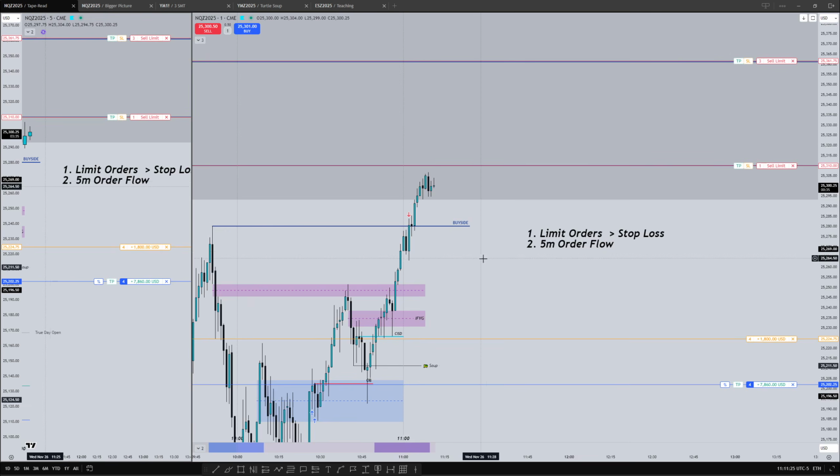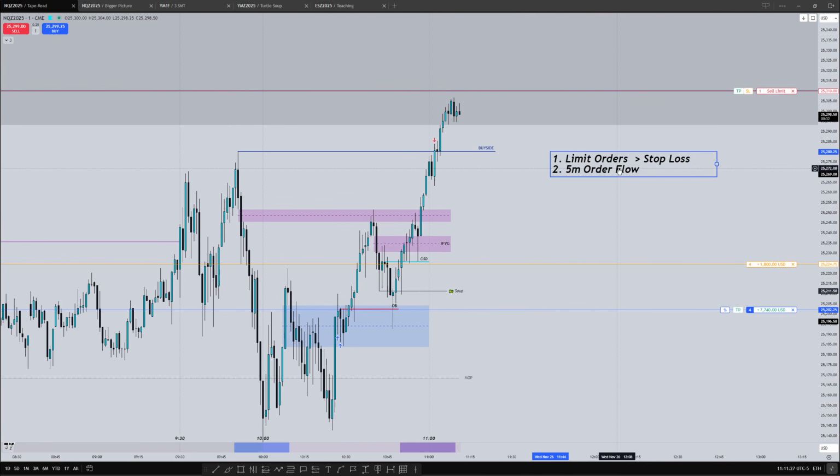So another thing, right? 5-minute order flow, that's what you should be studying. Obviously, stop placements, if you're trying to hold for an entire daily range or more than just a session range, your stop loss should be based on a 5-minute and not on a 1-minute chart. Number 3, time of day.